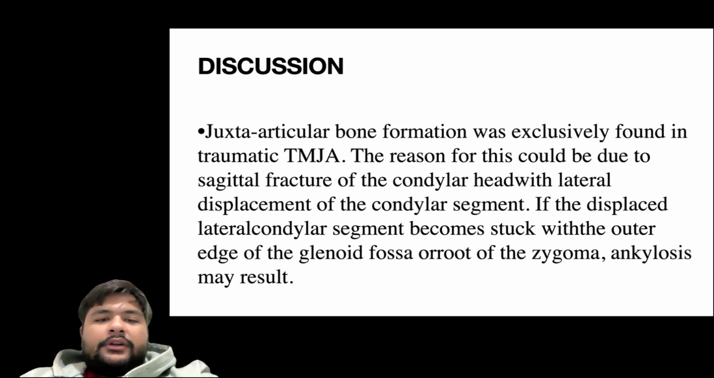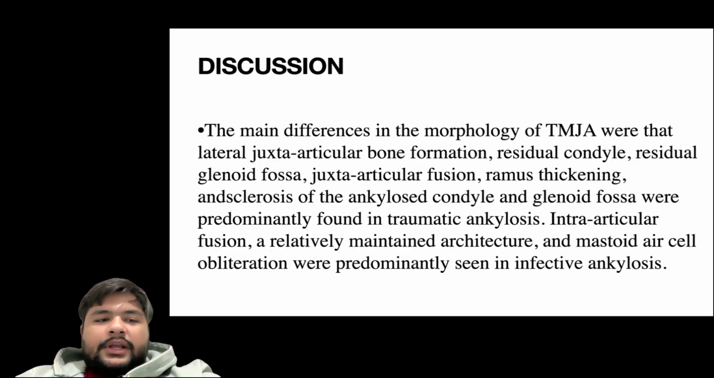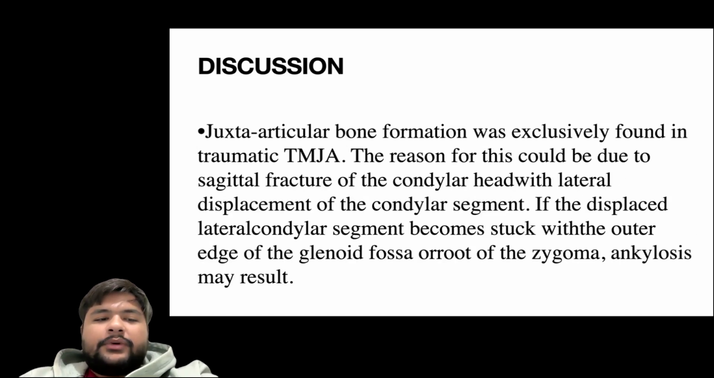Then, juxta-articular bone formation was exclusively found in the traumatic TMJ ankylosis. The reason for this could be a sagittal fracture of the condylar head with lateral displacement of the condylar segment. Then, if the displaced lateral condylar segment becomes stuck with the outer edge of the glenoid fossa or the root of zygoma, ankylosis may result.